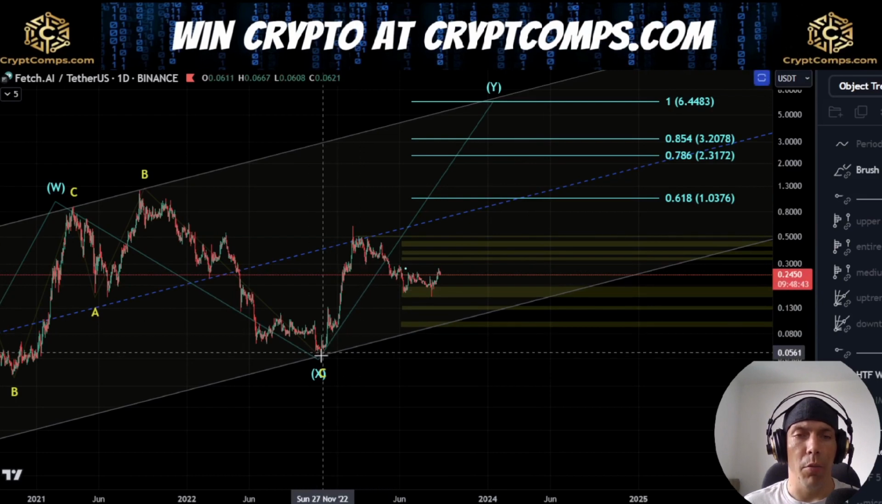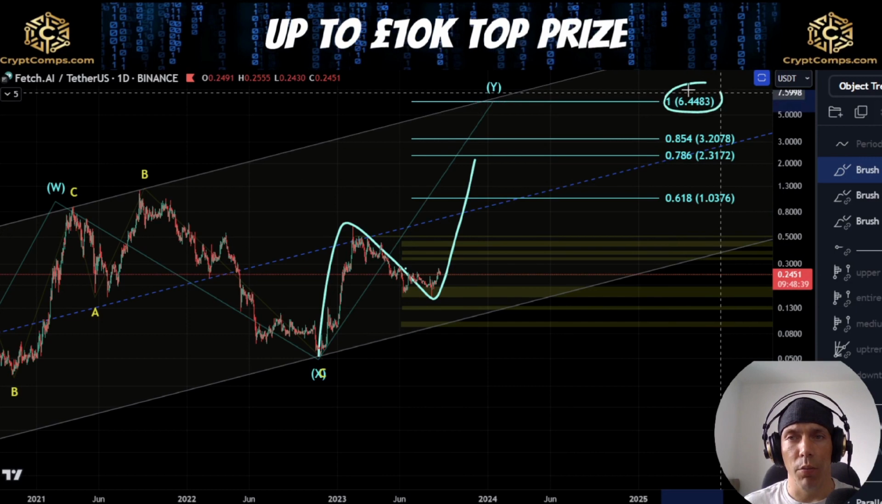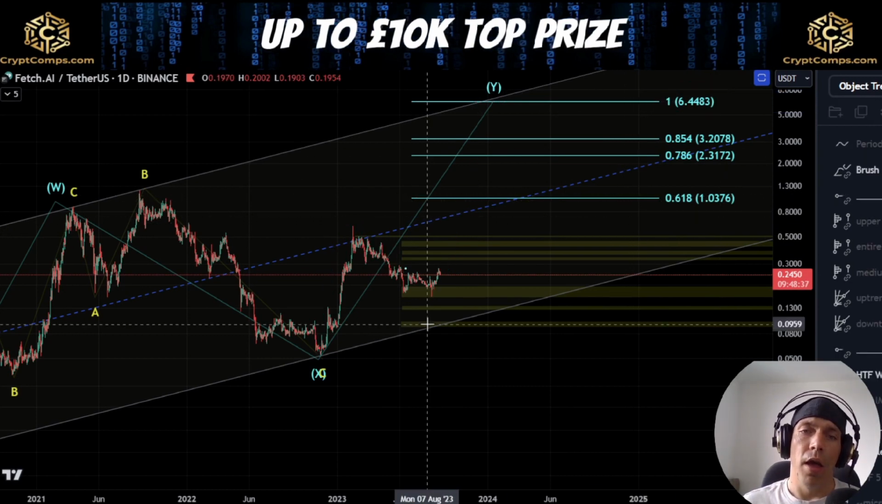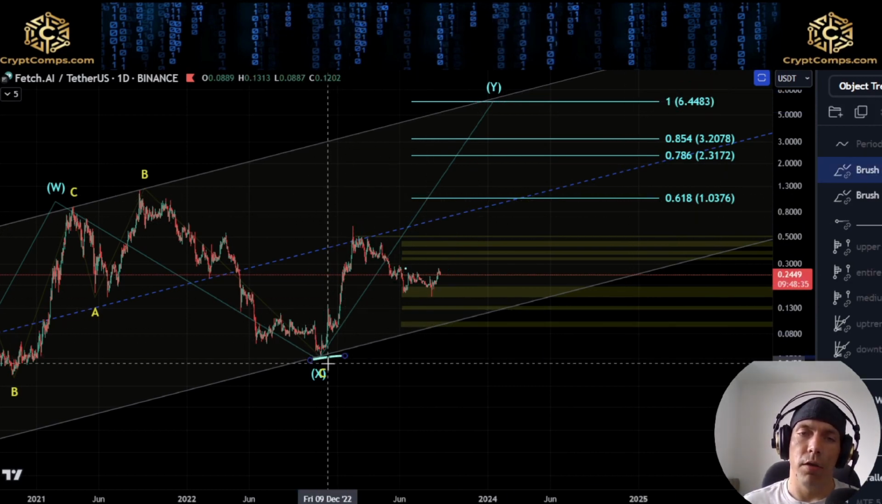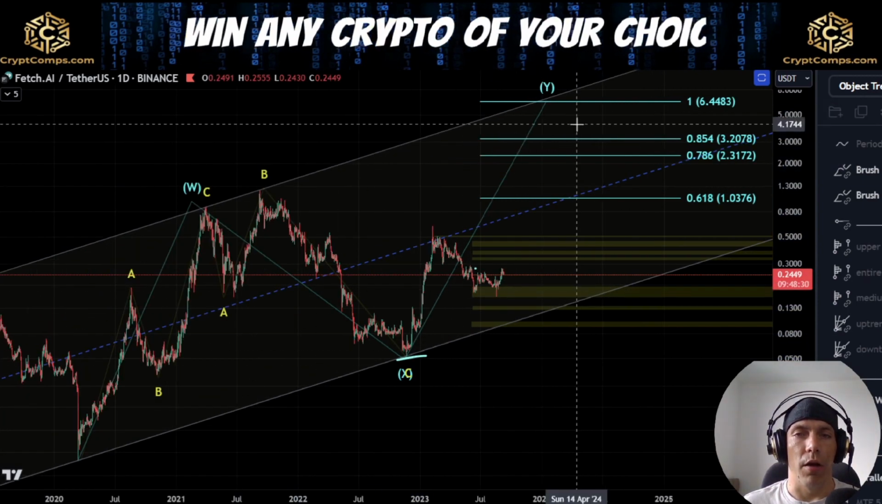Now, the idea of a Y wave here, what we'd be looking for would be a three-wave move to the upside, 1-to-1 being up here at this 644. And then we'd need to see this low hold here and effectively just be looking for a three-wave structure to the upside, looking to push up in this way.